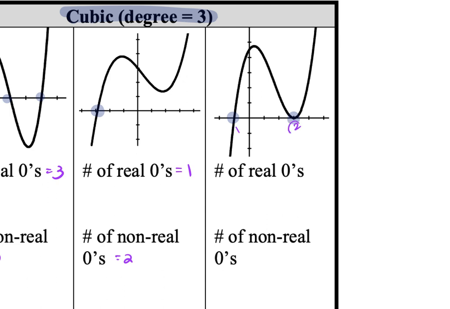1, and it bounces here. So there are 3, which means how many non-real? 0. Quick learners. Good job. Questions?